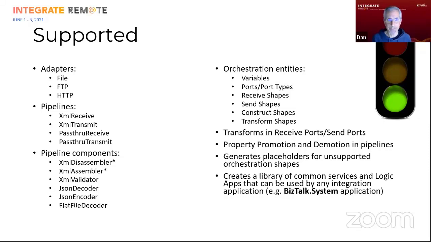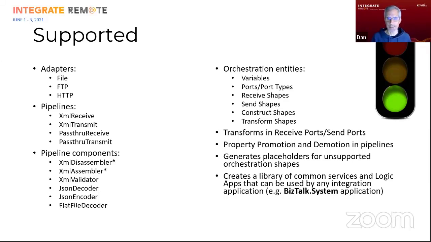Most of your orchestration shapes are in there. Some of the ones that wouldn't be would obviously be call rules, suspend or compensate, but pretty much anything in an orchestration that you can picture being done in a logic app will translate fine, including maps. Maps, both in the orchestration and in the ports, will be carried through. It also supports property promotion and demotion, so you can do your content-based routing.